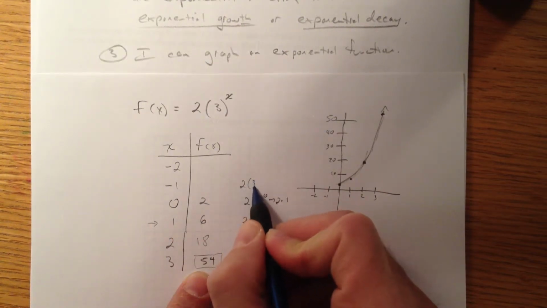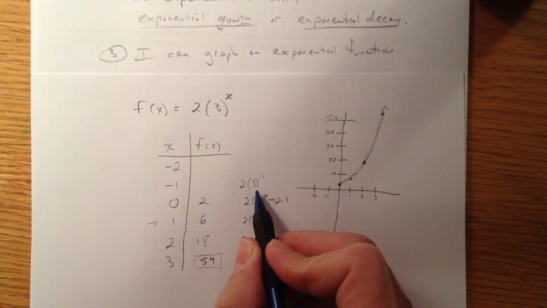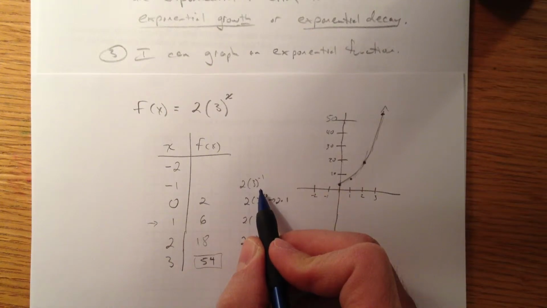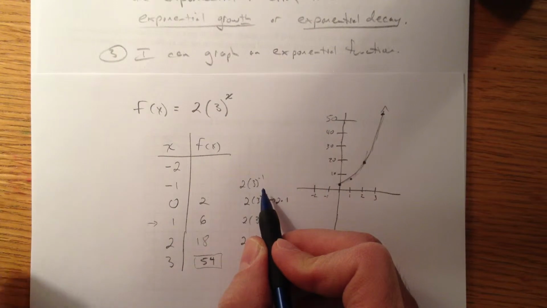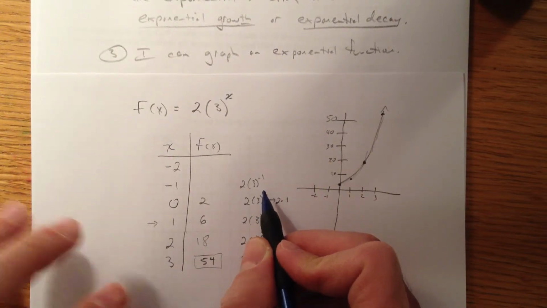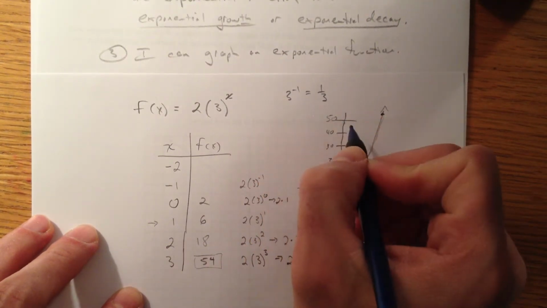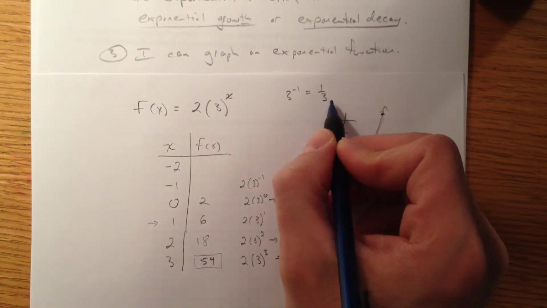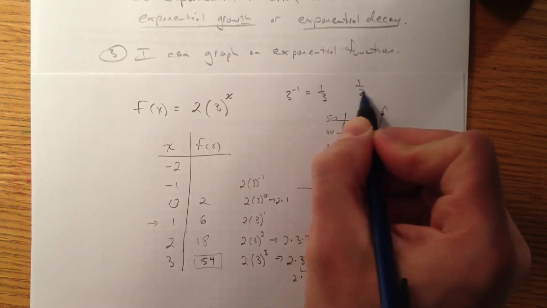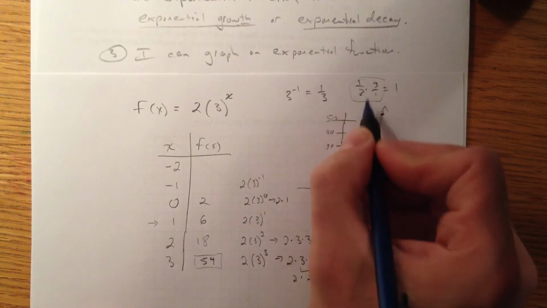So -1. So 2 times 3 to the -1. Oh boy, now we got to remember that whole idea that when something is raised to a negative exponent, what does that mean? That's right. It creates that reciprocal. The idea of a multiplicative inverse. So that means like 3 to the -1 equals 1/3, because 1/3 times 3 is equal to 1. So these two are multiplicative inverses.